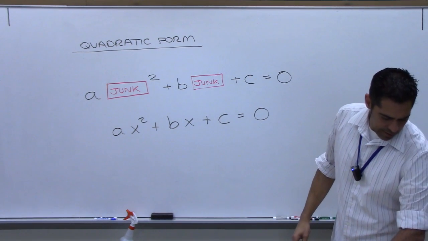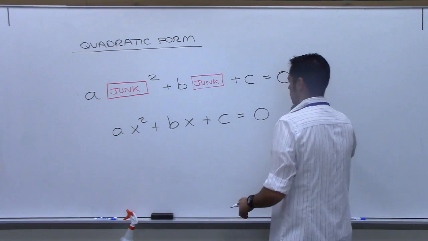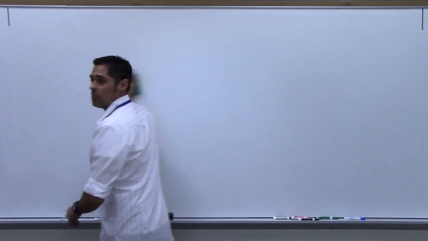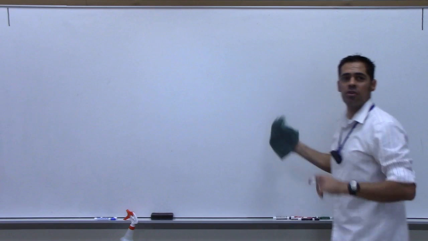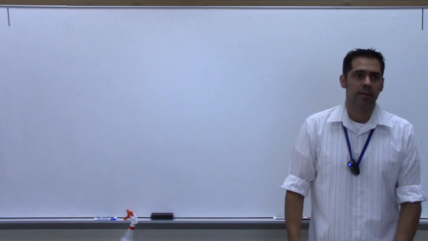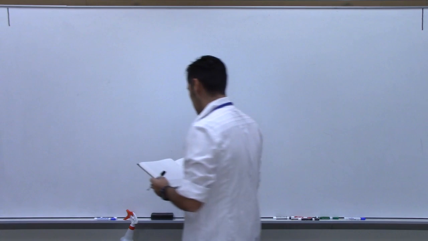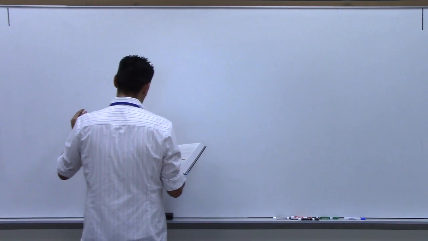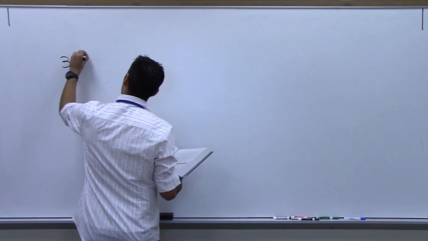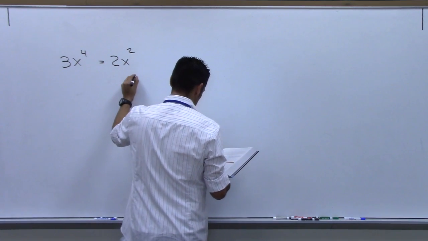So let's look at something semi-simple. So I put this up here. Make sure you have 3 terms and it looks like a quadratic. Make a U substitution, solve the quadratic, back substitute, and solve. So here, let's do this one. Let's do 3x to the 4th equals 2x squared plus 1.